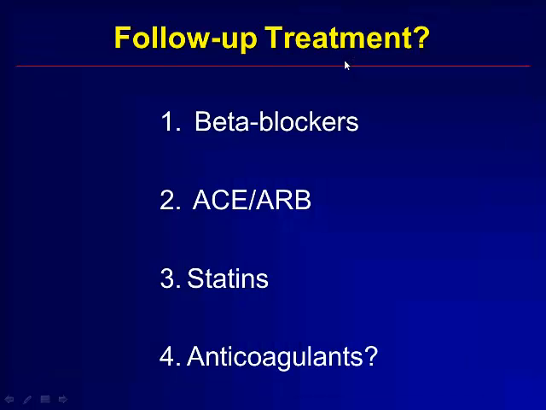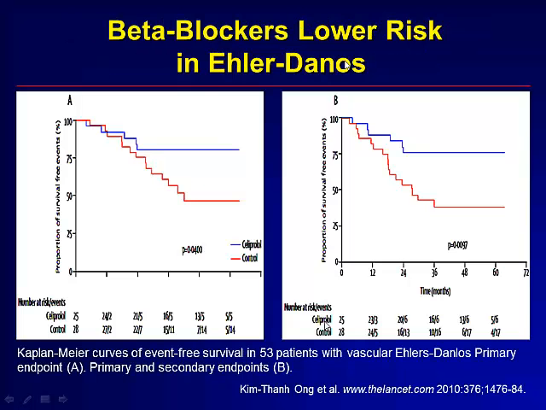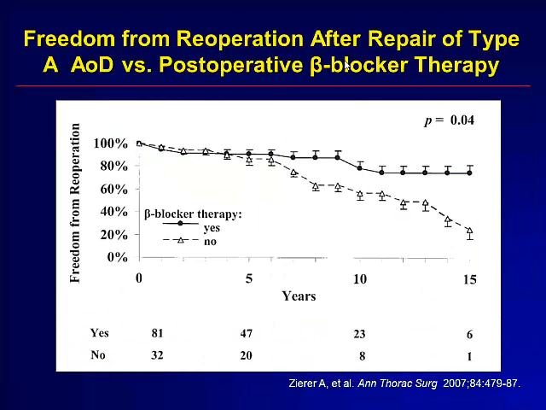We'll talk about beta blockers, ACEs and ARBs, statins. I'll leave anticoagulation to the next invitation. We know from studies of Marfan syndrome that beta blockers appear to retard aortic growth in patients who are young with the Marfan syndrome. We also know in randomized trials in vascular type Ehlers-Danlos syndrome that patients who are on beta blockers have better vascular outcomes. And we have non-clinical trial data in patients who've had a type A dissection repair of improved survival out several years.